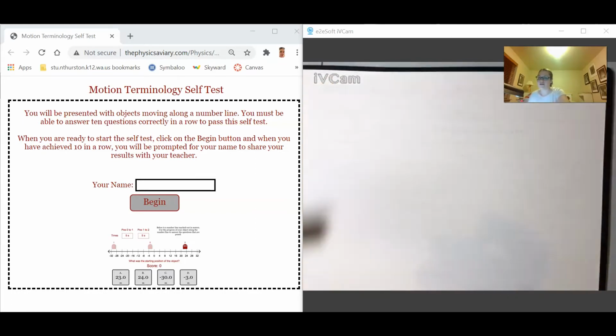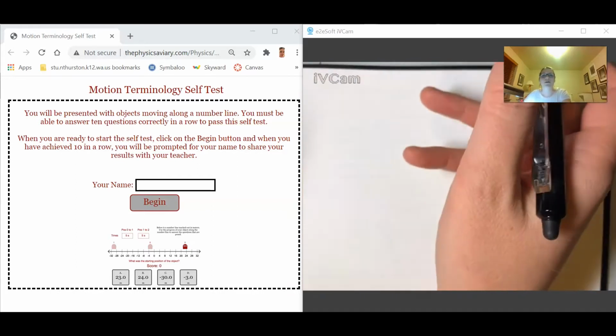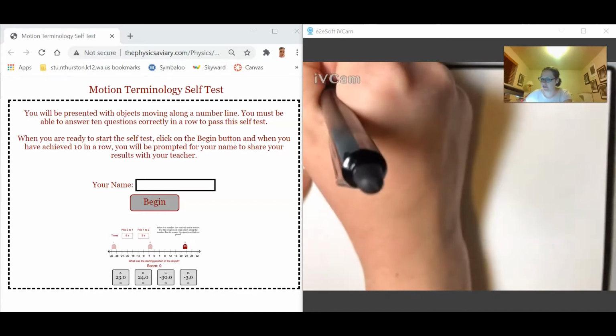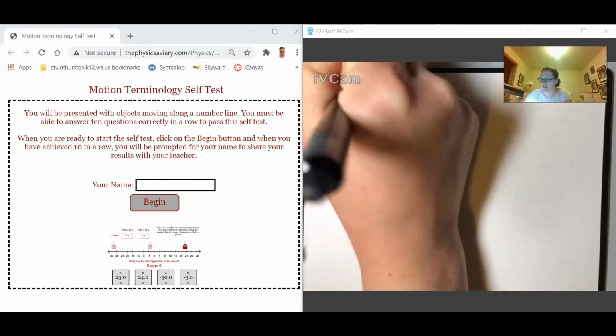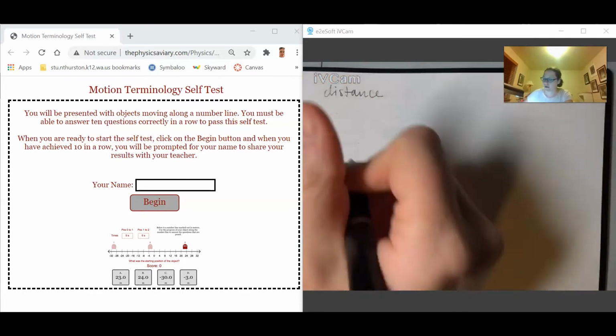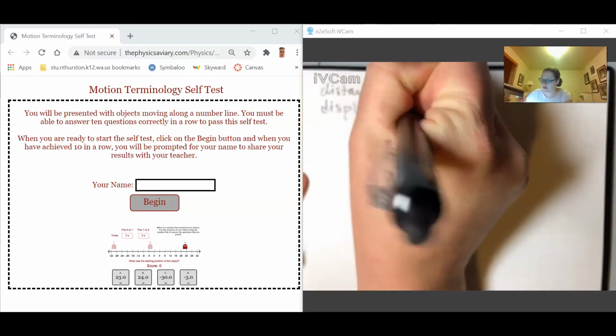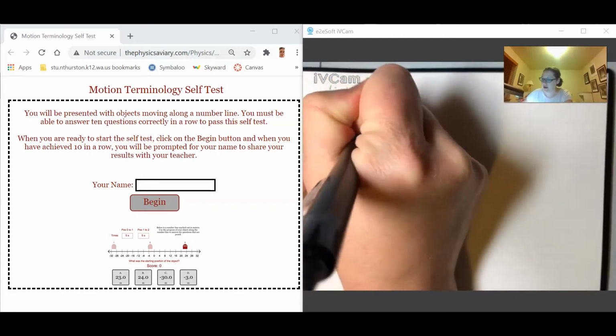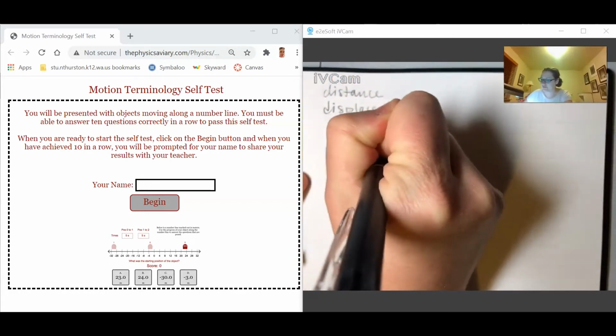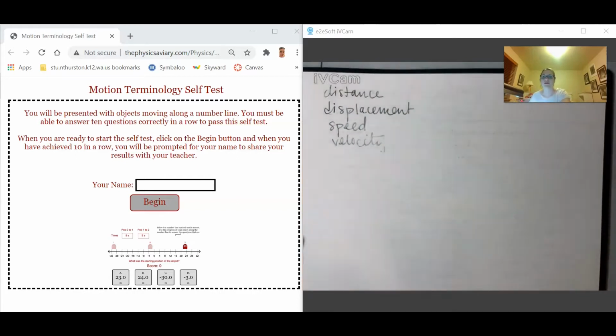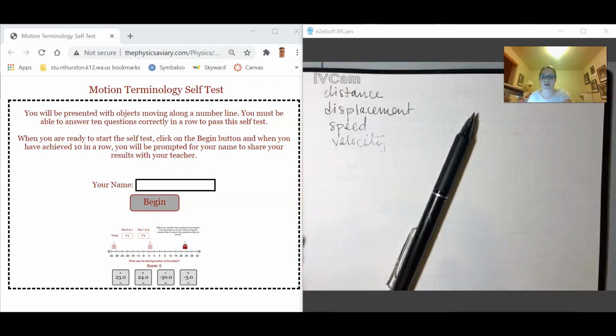So the first thing that I want to do is think through what the big ideas are that are going to be covered in here. We're going to see a bunch of our keywords like distance, displacement, speed, and velocity. So if you are watching this video hoping for help in how to do this assignment, the first thing I would recommend is that you open your notebook and look for your notes that include these four words, both their meaning and the math.